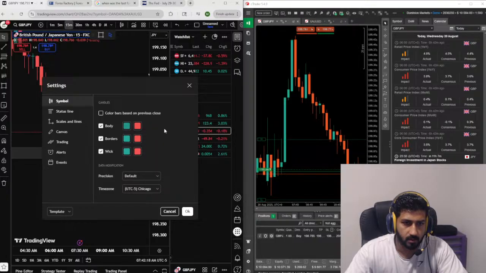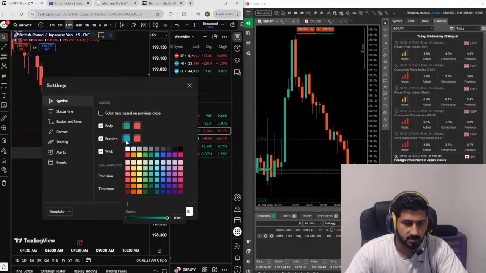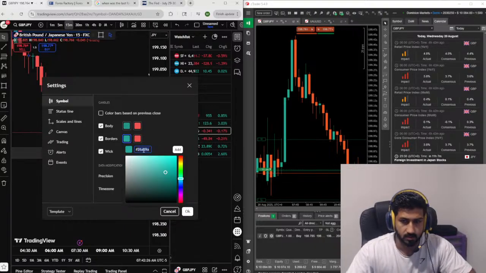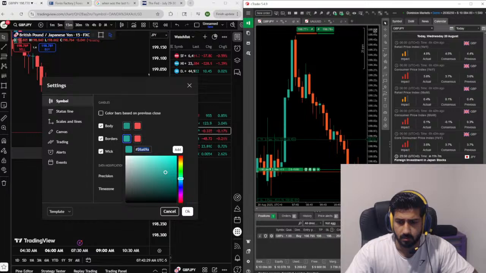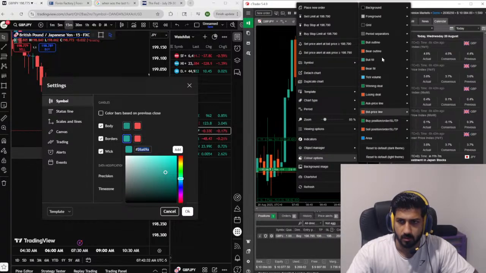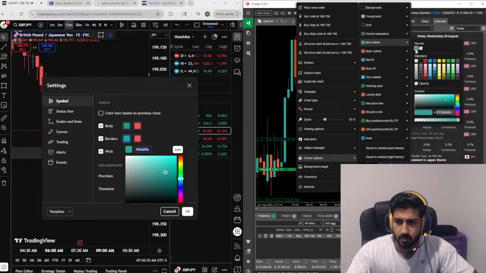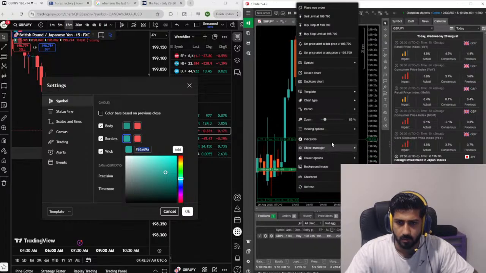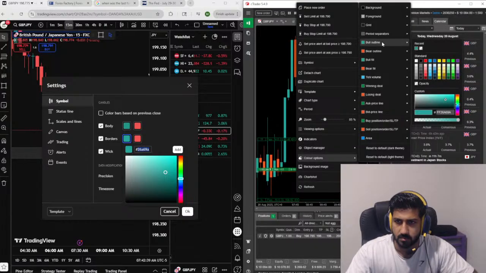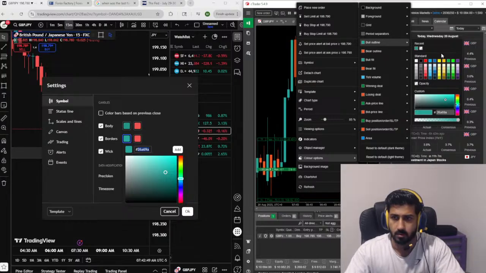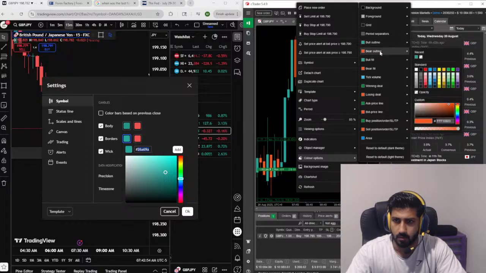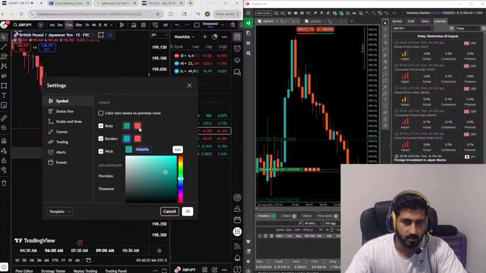Full outline. Borders. I think borders is the same thing. We have same color on the border. Color option. Full. Okay. Bearish.